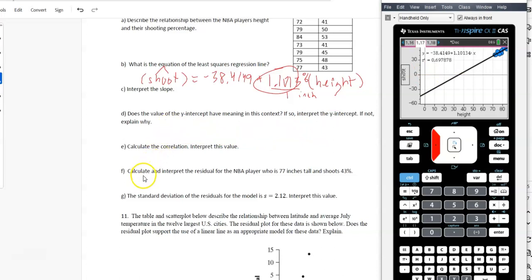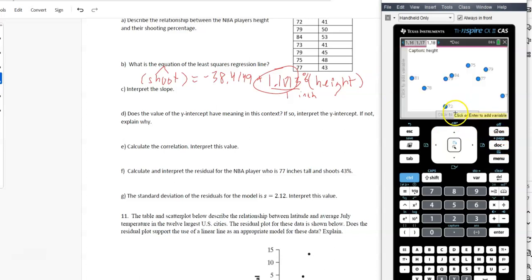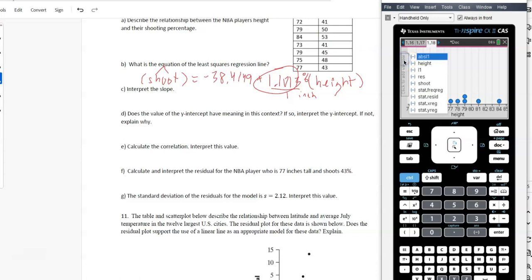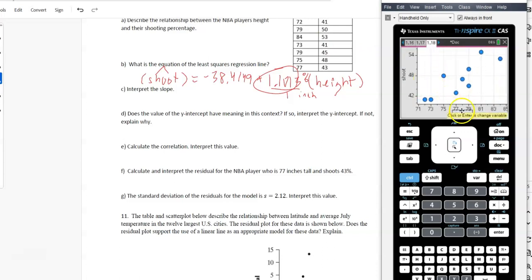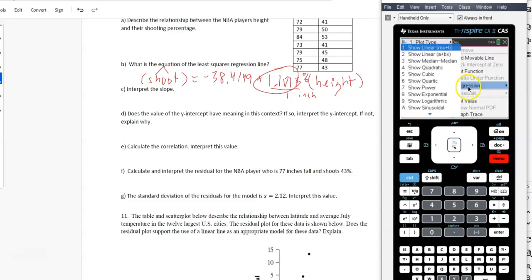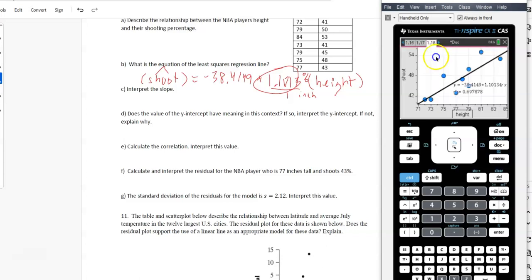Calculate and interpret the value for the residual for the player who is 77 inches tall. So I'm going to try to go back to this. I'm just going to do a new one. I think it's easier just to click on this one. I think height was the X, and shooting was the Y. Okay, so I want to do the regression line, a plus bx. Okay, so we've got that equation.